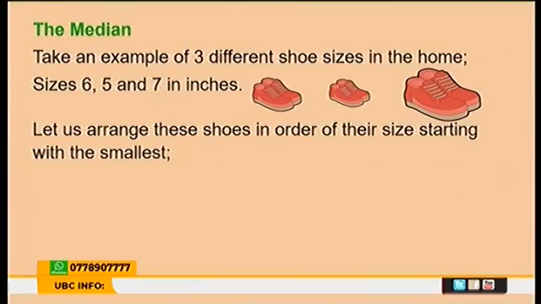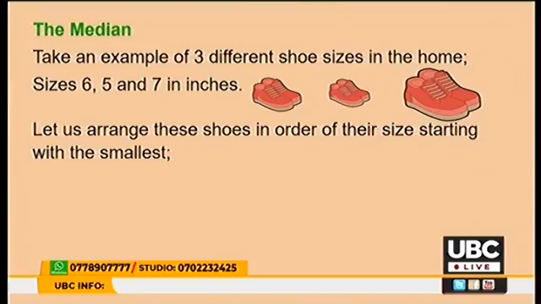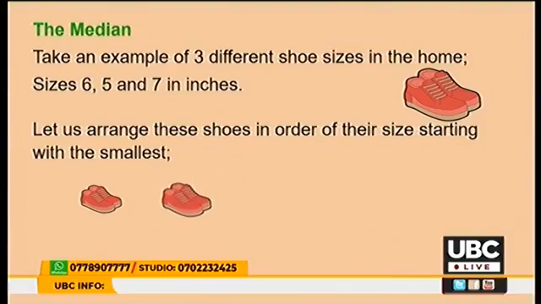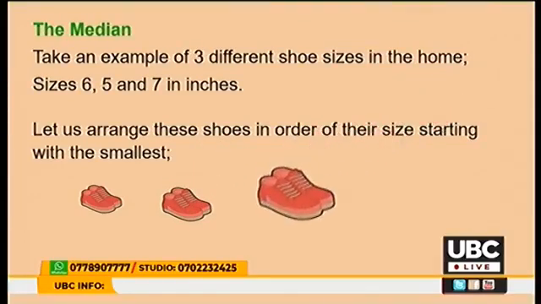So we are going to arrange our shoes in order of size. Like I told you, order of size means starting with the lowest to the highest, or starting with the highest to the lowest. So in this case, we are going to start with the smallest size of shoe that we have. And the smallest size here is 5 inches, followed by 6 inches, followed by 7 inches. Our shoes have been arranged in order of size, starting with the smallest.